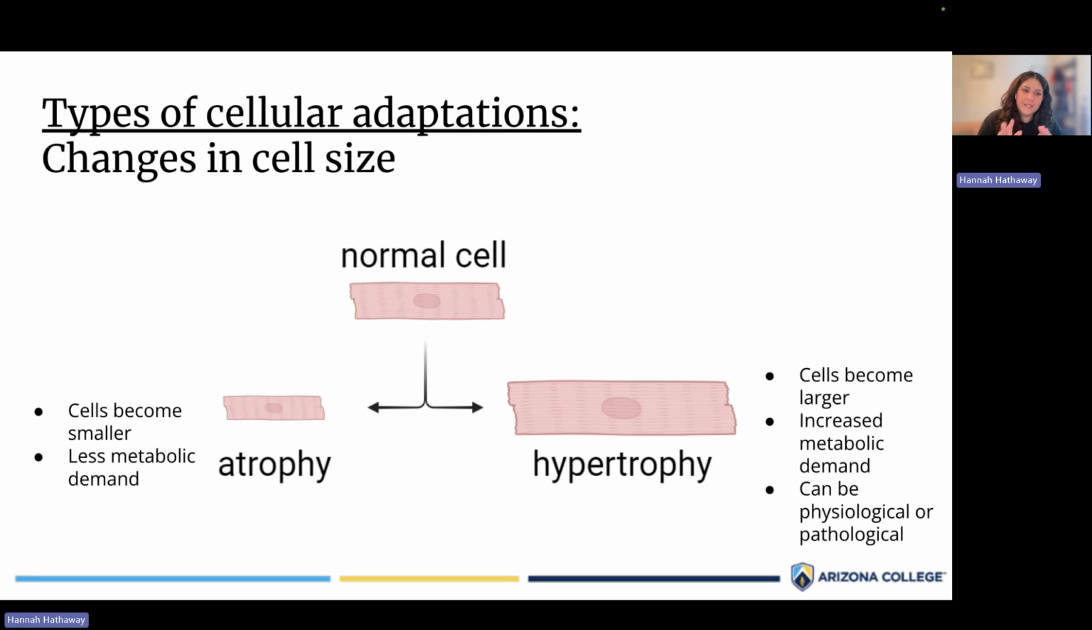So that's hypertrophy. And then atrophy, that would be due to less metabolic demand. So for example, using your muscles again, you go to the gym, you work out really hard, your muscles get big, that's hypertrophy. And then you go to nursing school and you don't have time to go to the gym anymore. So you stop going and then your muscles get smaller, and that's atrophy.